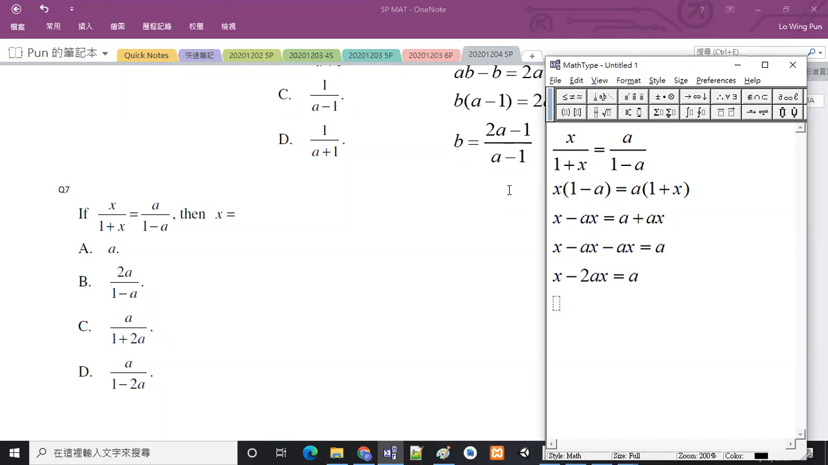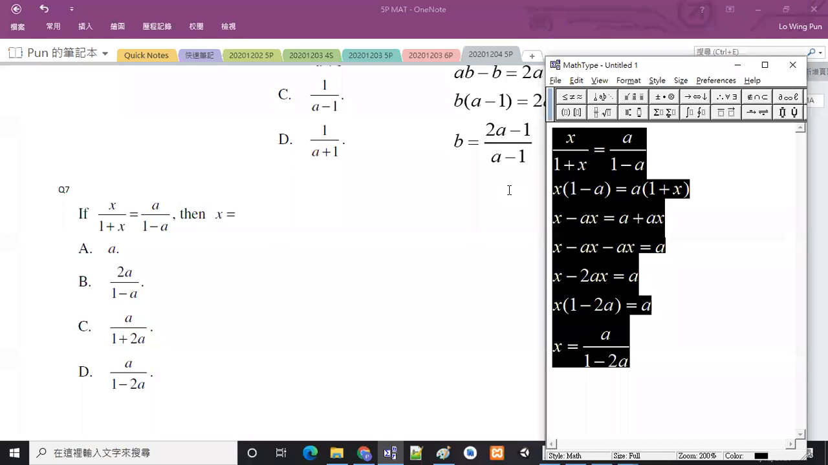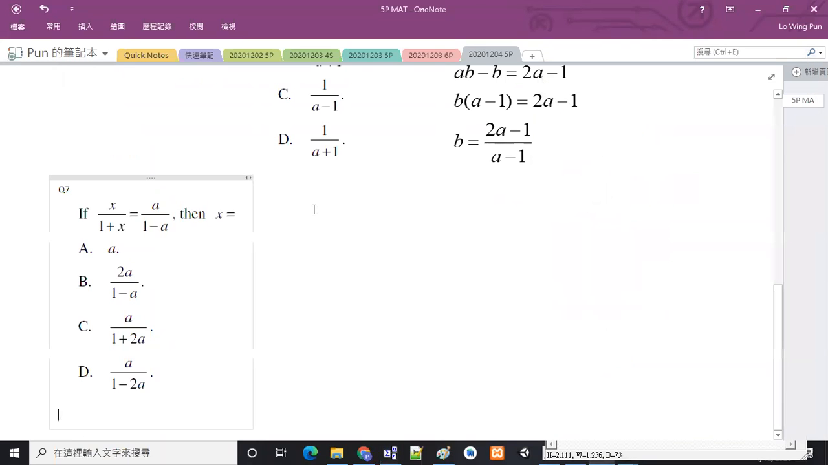And then we need to take out the subject. So take out the subject x, and it becomes 1 minus 2a is equal to a. And then just divide the 1 minus 2a to the right-hand side to make x to be alone on one side. Okay? So x is the subject now, which means that the answer will be option D. Get it? Option D.